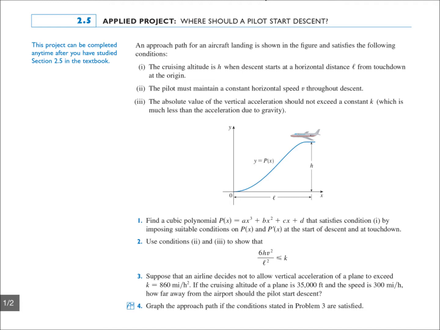Suppose that the airline decides not to allow the vertical acceleration of the plane to exceed k equals 860 miles per hour squared. If the cruising altitude of a plane is 35,000 feet and the speed is 300 miles per hour, how far away from the airport should the pilot start descent?